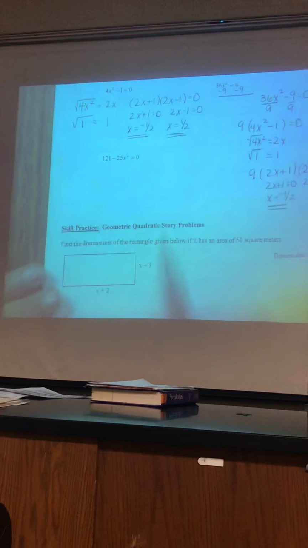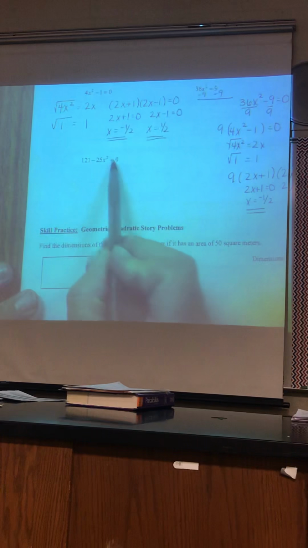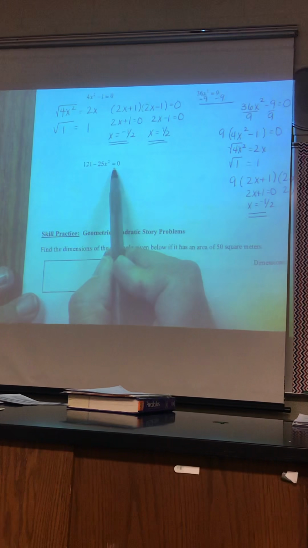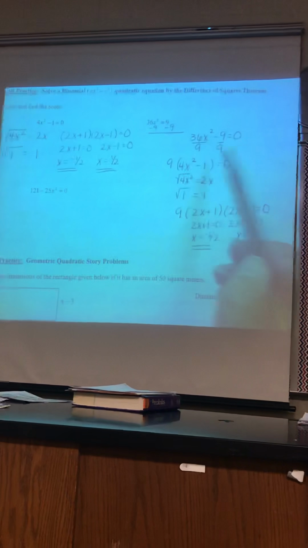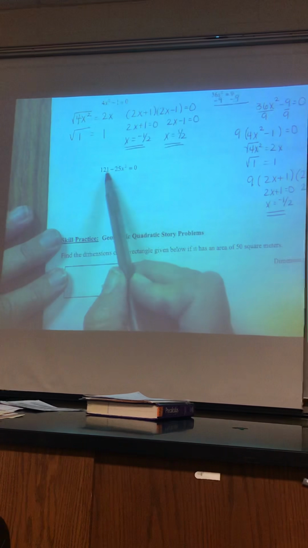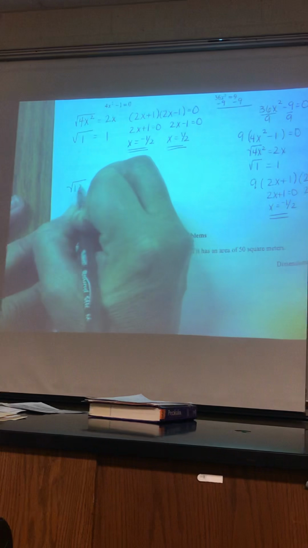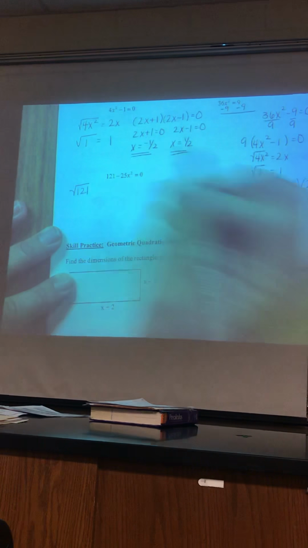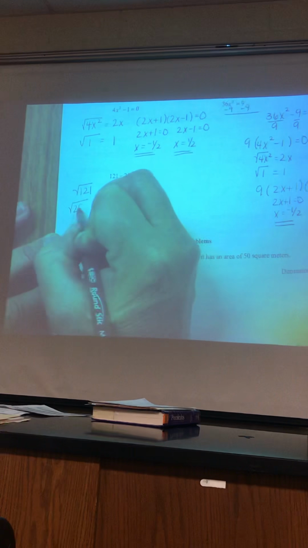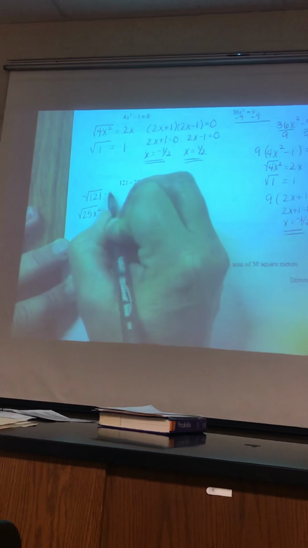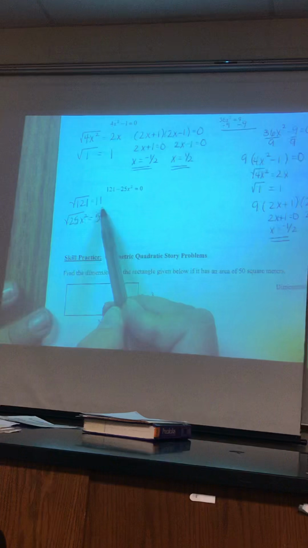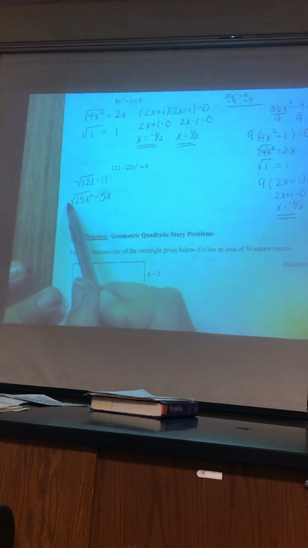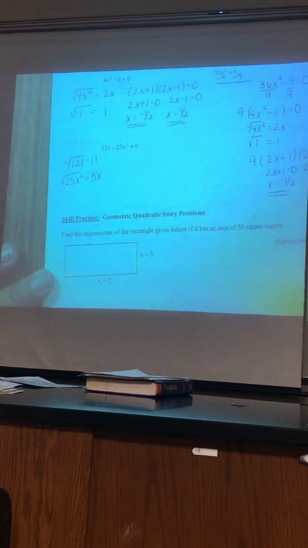Final example. I have a binomial. Everything's on one side. There is nothing I can divide out, so there's no GCF. Like on this one, I could divide a 9 out. I know that the square root of 121 and the square root of 25x squared are perfect squares. The square root of 121 is 11, and the square root of 25x squared is 5x.